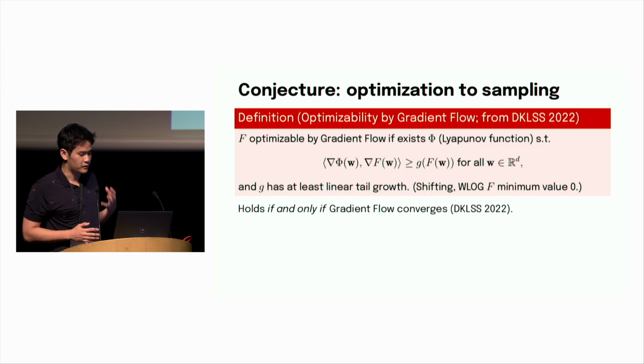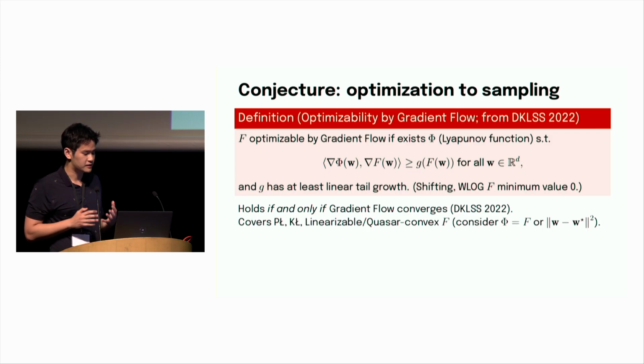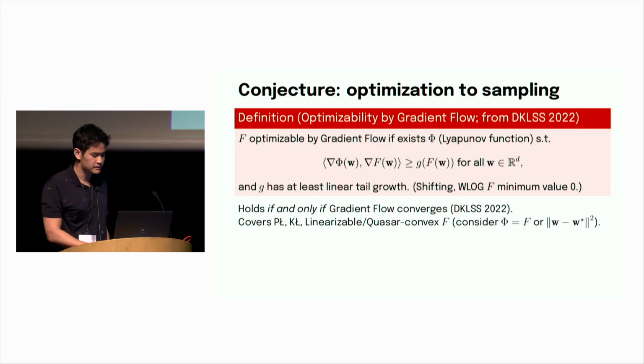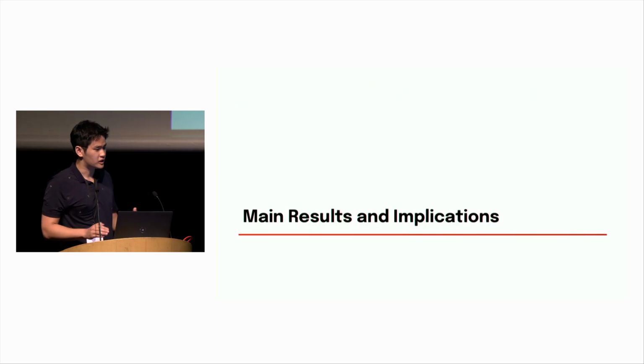The interesting part, and why I said this corresponds to an optimizability condition, is that this condition holds if and only if gradient flow converges, under fairly mild regularity assumptions. In particular, this condition covers those aforementioned canonical conditions from non-convex optimization. When phi equals f, we recover PL and KL, and when phi is norm squared, we recover linearizable or quasi-convex. So we're interested in whether optimizability by gradient flow can yield isoperimetric and algorithmic implications for sampling via Langevin Monte Carlo. We addressed this question in our work.